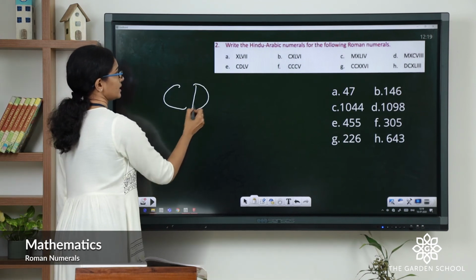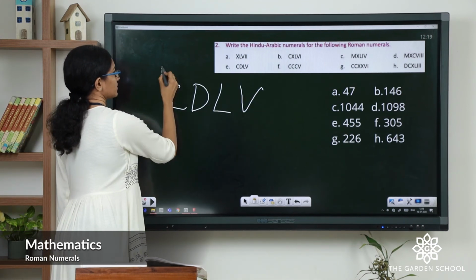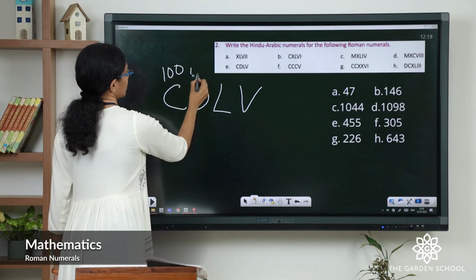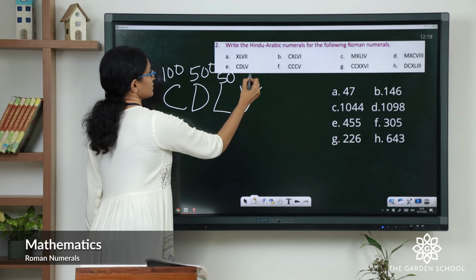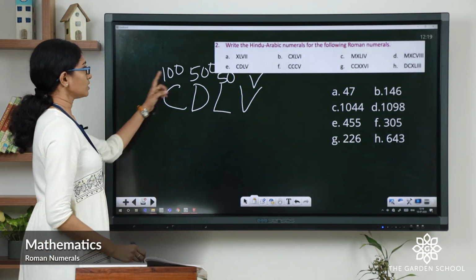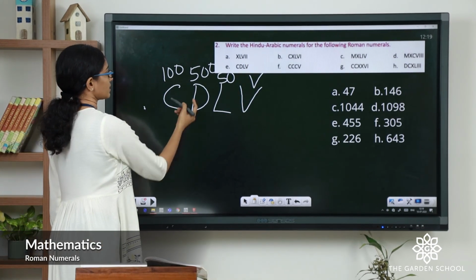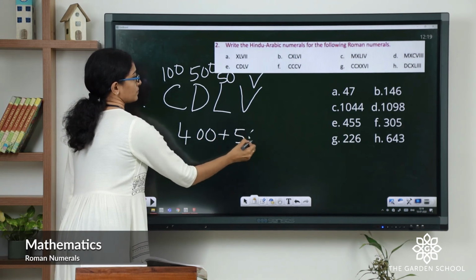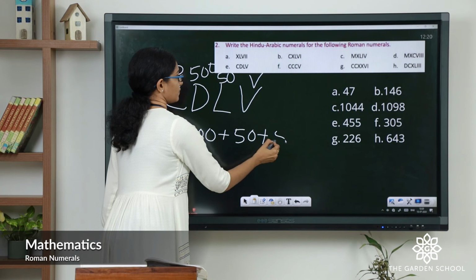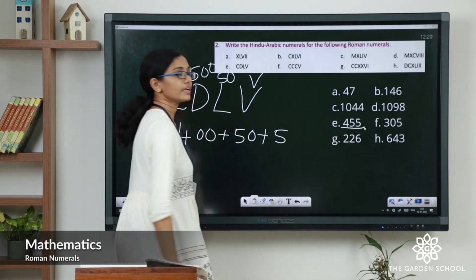Next one, question D. C, D, L, V. That's 100, 500, 50 and 5. Smaller, bigger. So this is 500 minus 100, 400, plus 50 plus 5. So it's 455.